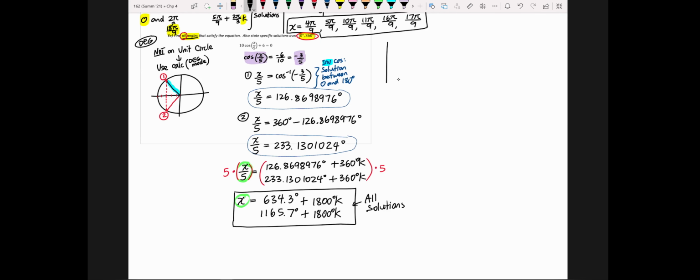Next, to get specified solutions, we plug in the k values. So when we plug in, we start with k equals 0. K equals 0, we end up with 634.3 degrees and 1165.7 degrees. Both of those are not in the specified interval. In fact, no matter what k value you plug in, there are no solutions between 0 and 360 degrees.